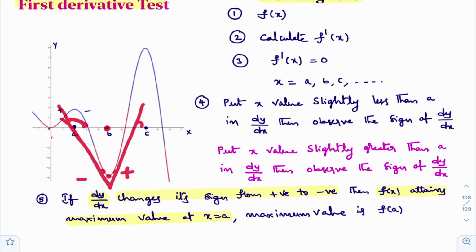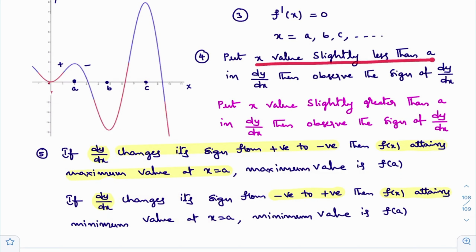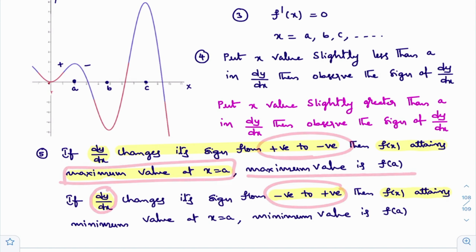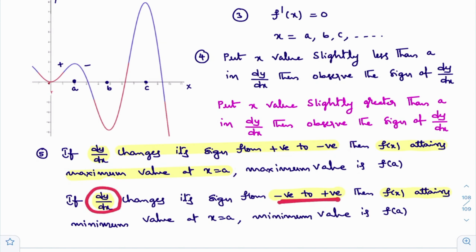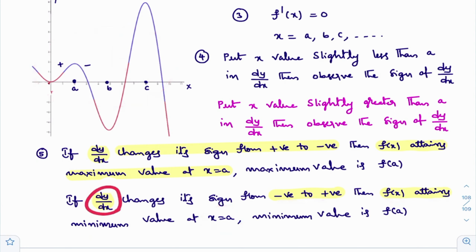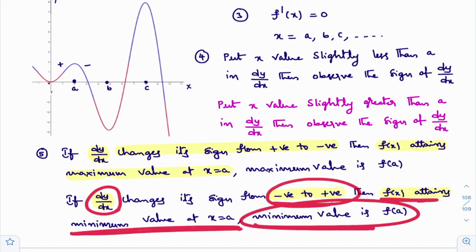This may happen at A also, right? As you substituted x value slightly less than A in dy by dx, you are observing the sign of dy by dx as x value is slightly less than A as well as slightly greater than A. If dy by dx changes its sign from positive to negative, f of x attains maximum value at x equal to A and the maximum value is f of A. If dy by dx changes its sign from negative to positive, then f of x attains minimum value at x equal to A, and the minimum value is f of A. Not in this graph, in general I am saying.